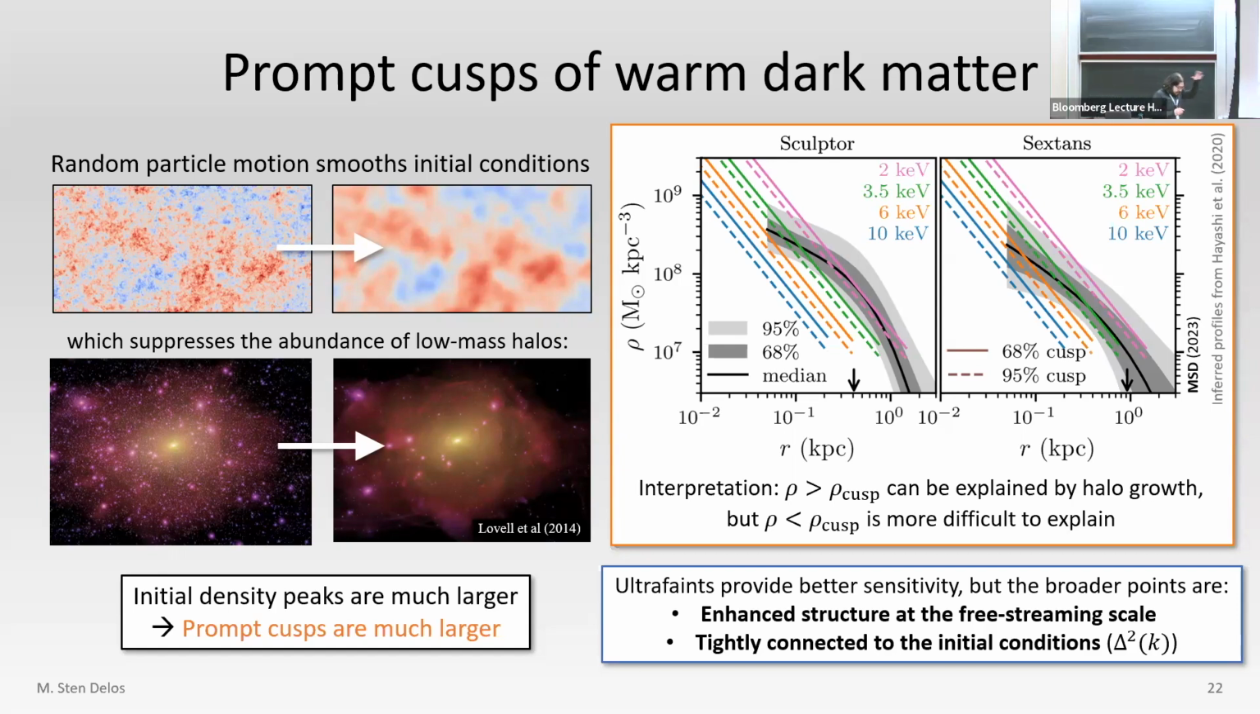But I wanted to emphasize the broader points instead, which are that prompt cusps represent enhanced structure at the free streaming scale, which is the opposite of what people are usually thinking about for warm dark matter. And this enhancement of structure is tightly connected to the initial conditions, to the matter power spectrum. It's a signature of the free streaming scale.